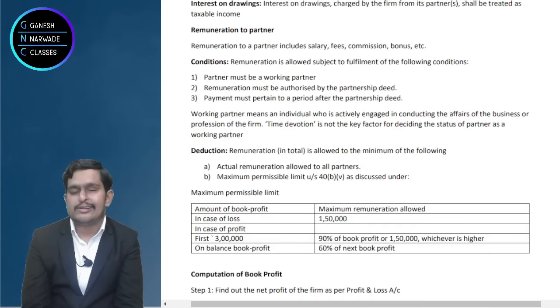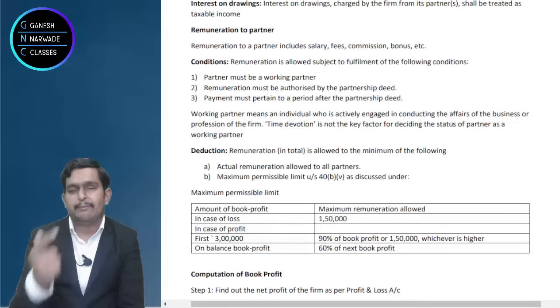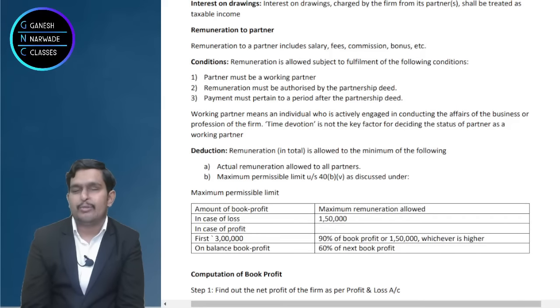Now 7 lakhs into 60%, how much will it be? 4 lakh 20, correct? Absolutely right. 7 lakhs into 60% is 4 lakh 20. 4 lakh 20 plus 2 lakh 70, how much will it come to? 6 lakhs 90,000 you will get.